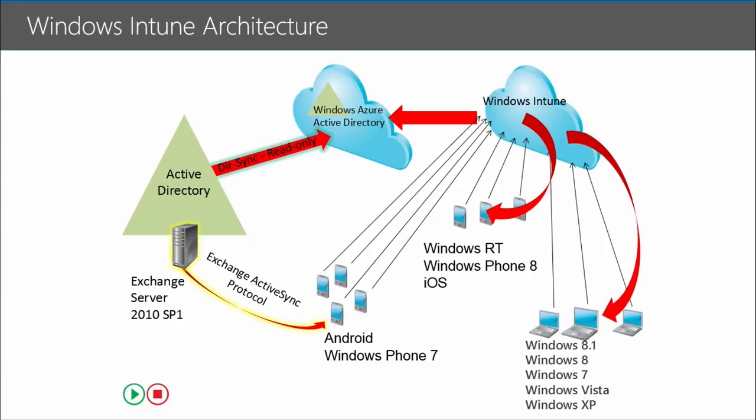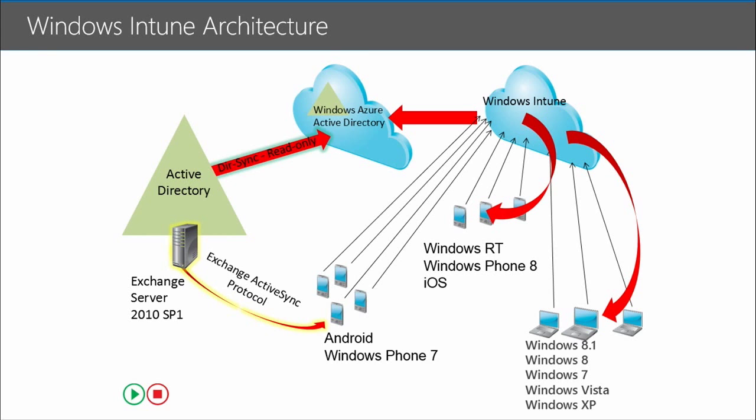But the real key here is Active Directory. You've already got it. You push it out to Windows Azure Active Directory. Intune consumes it and pushes it out to those RT devices, Windows 8, Windows Phone 8, iOS, and all of our standard desktop configurations from 8.1 right on down to XP SP2. All the way down to XP, which will soon be dropping off the radar. So it's really cool the way it works.